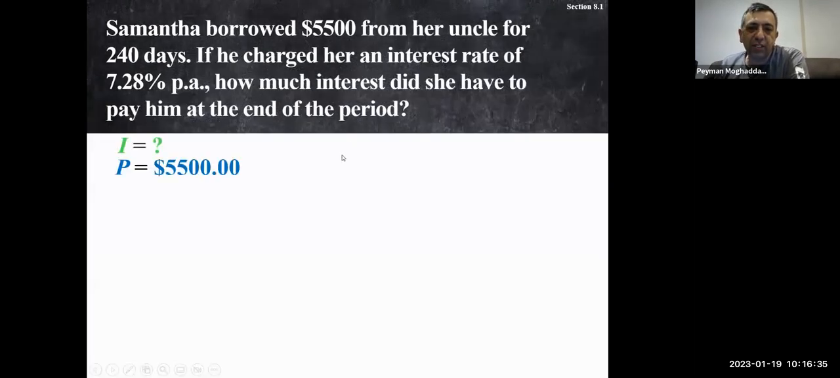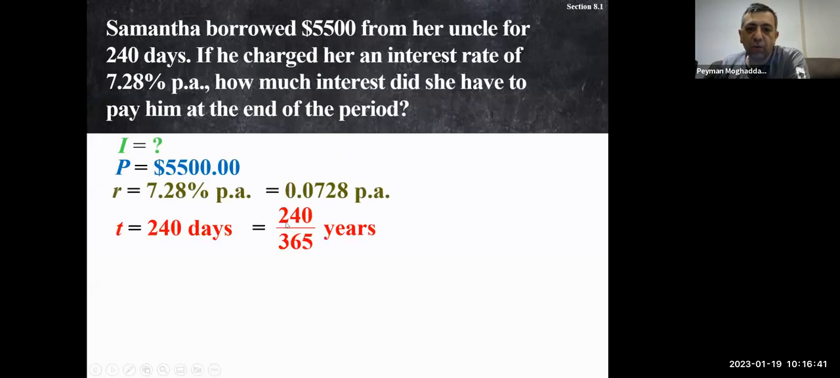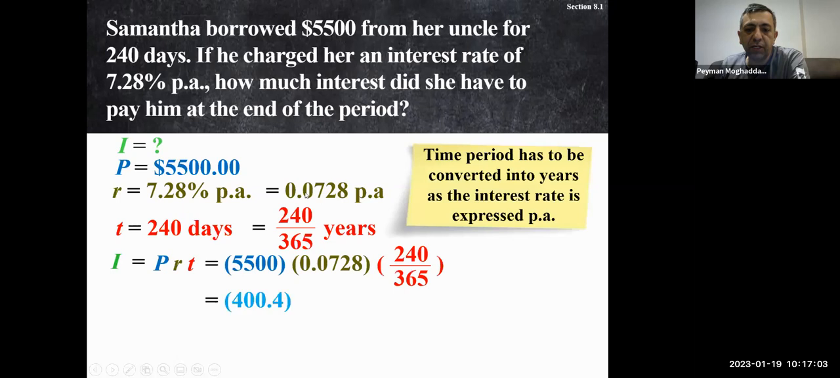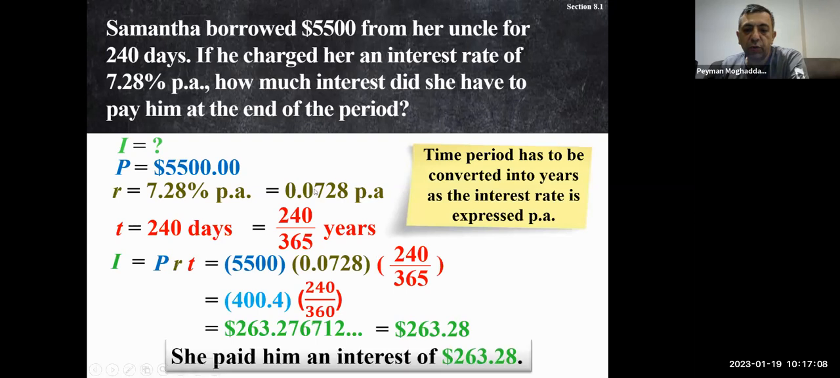How it is calculated: you have the principal, the rate, and the number of days. The tricky part of this question is that you need to convert the number of days to years, right? This is per annum, it's not per month, okay? Per annum, so the time needs to be converted to years. How do you do it? Just divide by 365 days. Now you multiply these together and you get 263.28. This is the amount of interest that Samantha has to pay to her uncle.